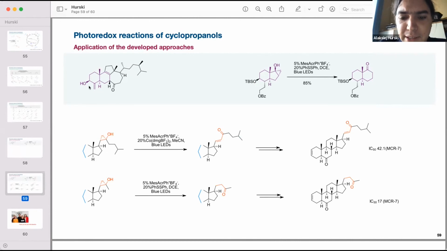Can you see my screen? Yes, we see. So this molecule is phencoesterol. This is a steroid isolated in 2014, and it possesses anti-cancer activity, and moreover, it is a histone acetyltransferase inhibitor.